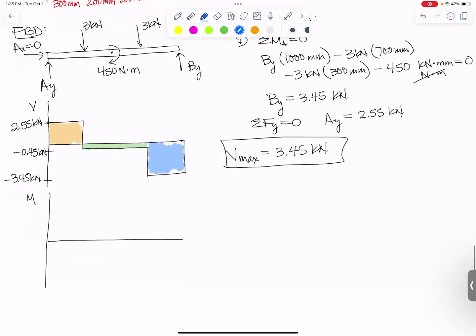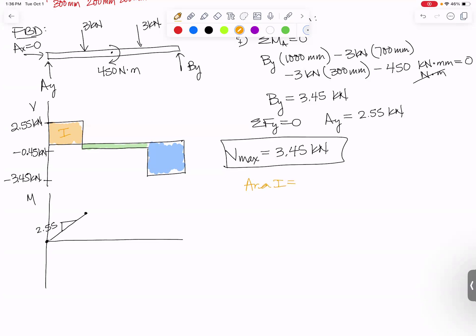So for my bending moment, we start at 0 because we have no couple here at the end, no couple. So we start at 0. And we're going to start with a positive slope of 2.55. So we're going to start by going uphill with a slope of 2.55. So where are we going to end up? Oh, I can figure that out by finding area 1.